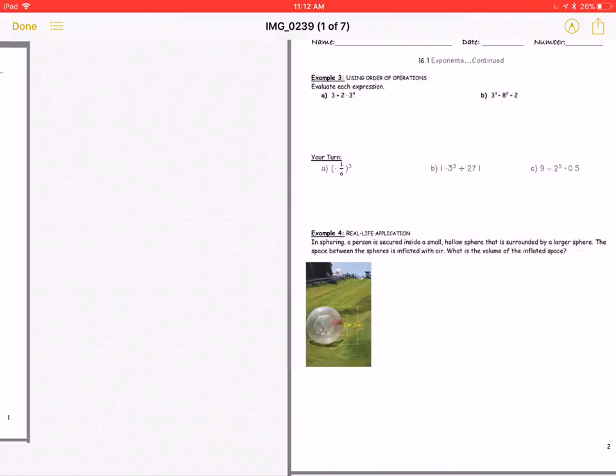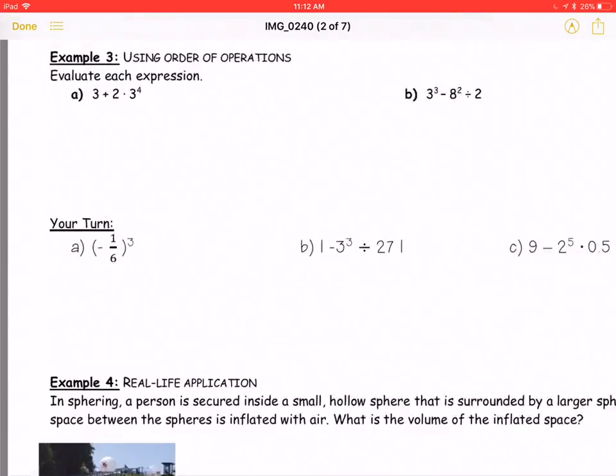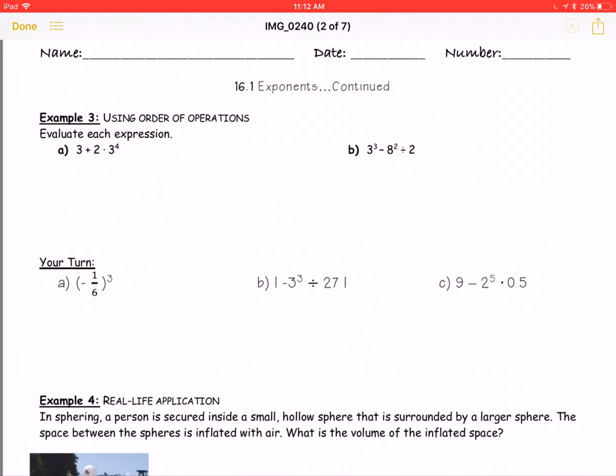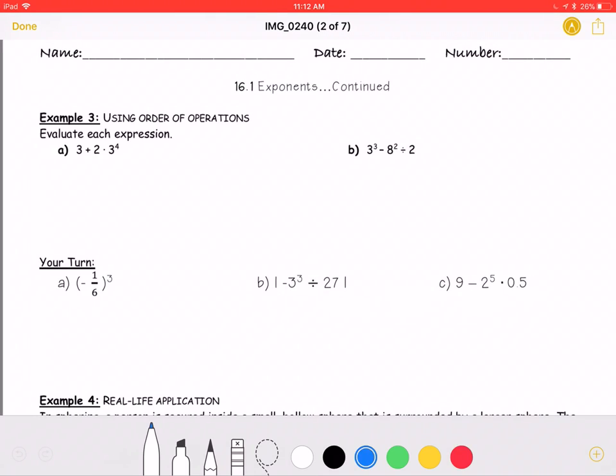We're going to move to page 2. Our 16.1 lesson is being continued here. All right, let's look at example 3. We're going to evaluate, so we're going to solve each expression. Now, we're going to have to use the order of operations here. Think of PEMDAS. Maybe you're going to write it up top to remember. I don't see any parentheses, but next I do see exponents. So let's do those first.